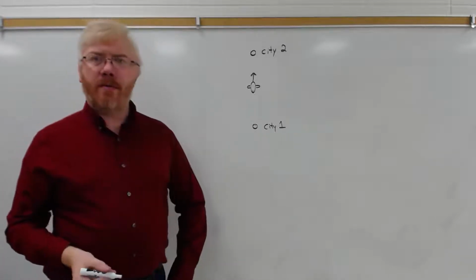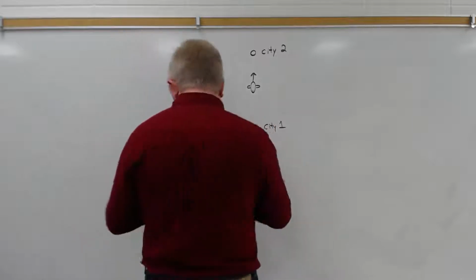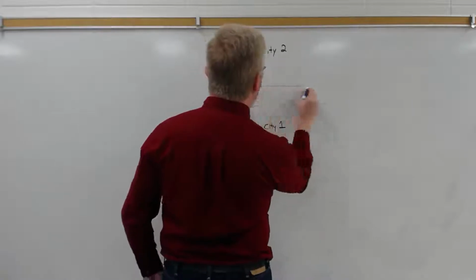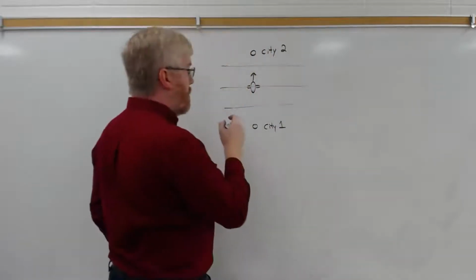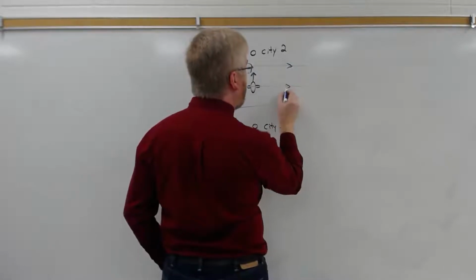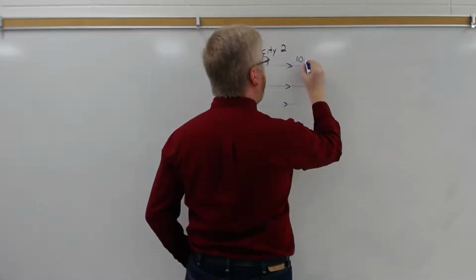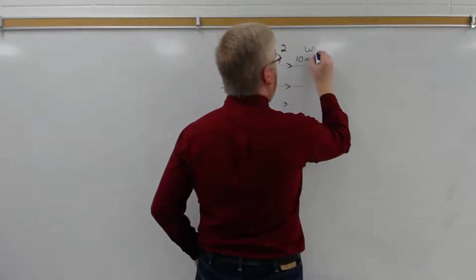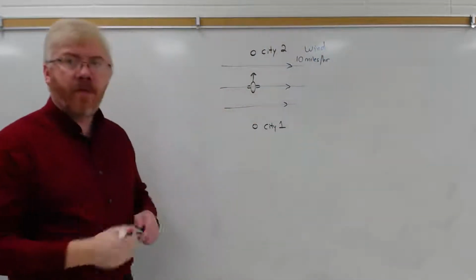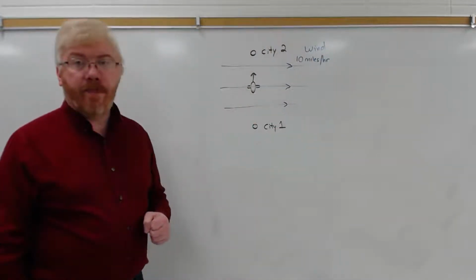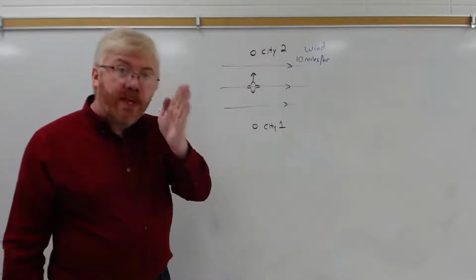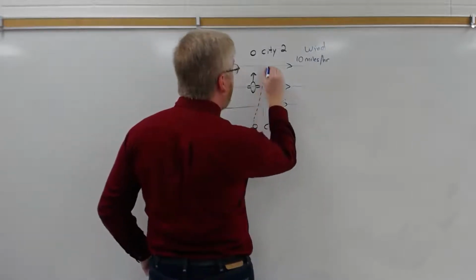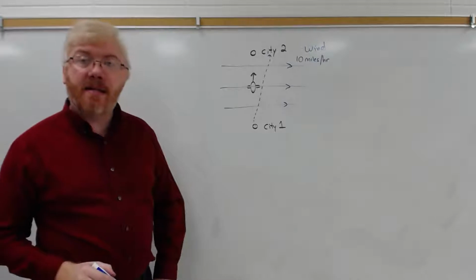But what if there's a crosswind? What if there's a wind in the vicinity blowing west to east at 10 miles an hour? So the wind is blowing at 10 miles an hour. Well, if the plane then continues to point due north, the plane will actually miss its target city.